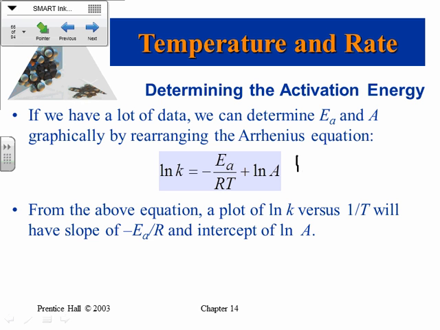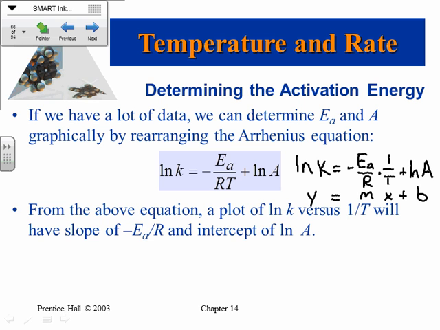So to make this look like y equals mx plus b, we've got the natural log of k is equal to, and again, don't worry about the derivation of this equation, okay? But if you take the negative Ea over R, you multiply that by 1 over T, then you kind of separate out the m and the x from one another, plus the natural log of A. So now you've got it in y equals mx plus b form.